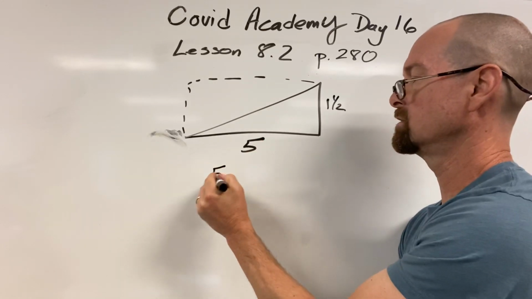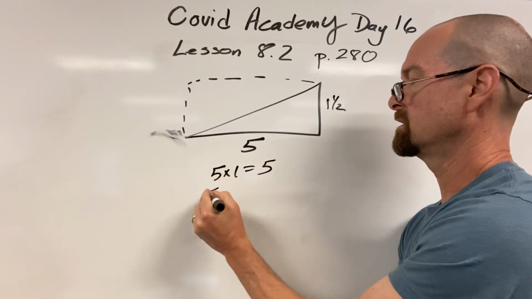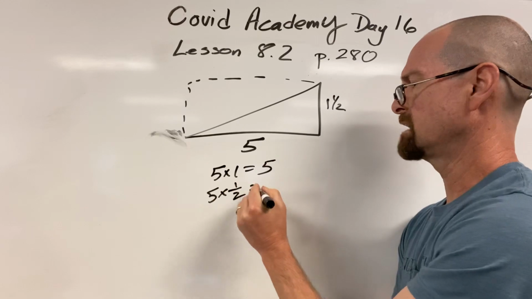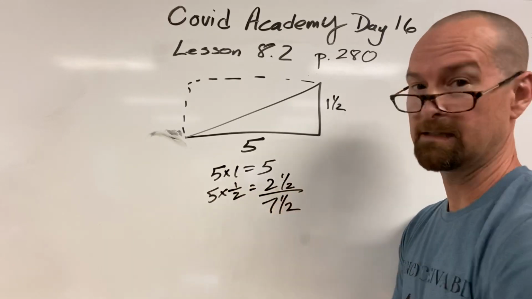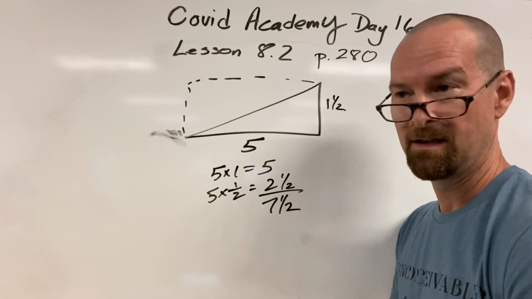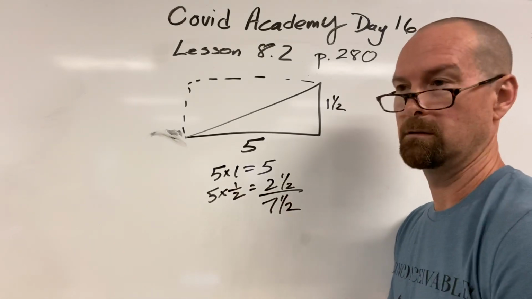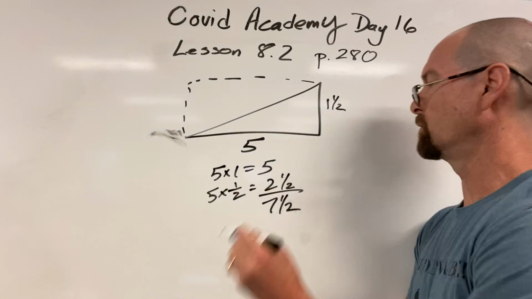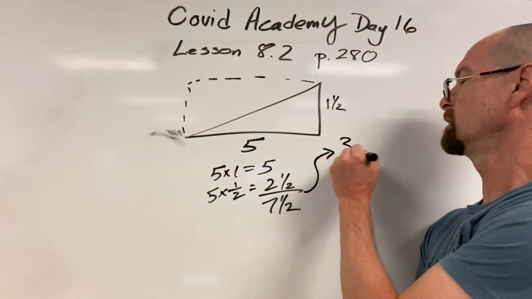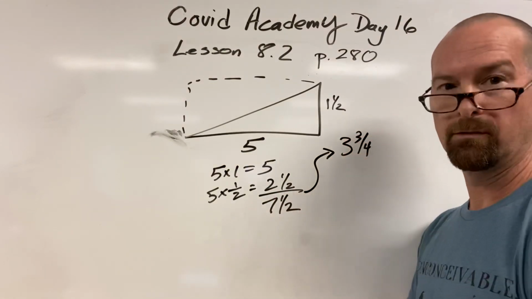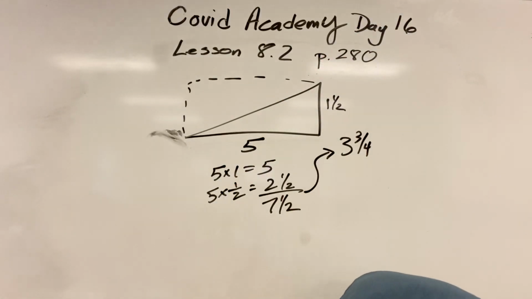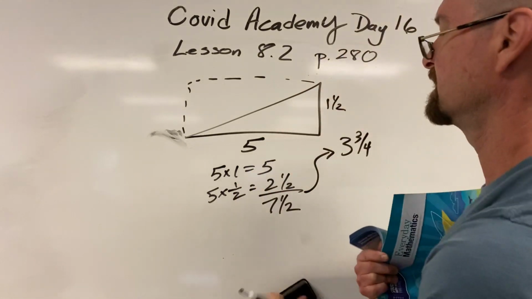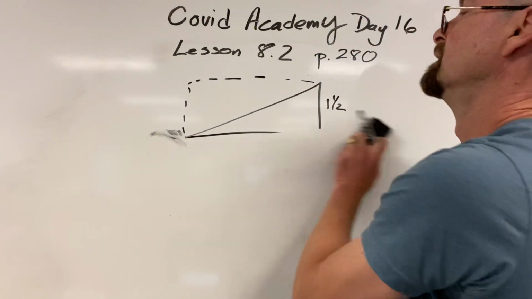Well, 5 times 1 is 5. 5 times a half is half of 5, so that's 2.5. That gets me 7.5. I got to take half of 7.5. That's 3 3/4. Okay, 3 3/4 square centimeters. Let's check the book, make sure I'm not lying to you. I got it right. Look at that. Okay, let's do the next one.